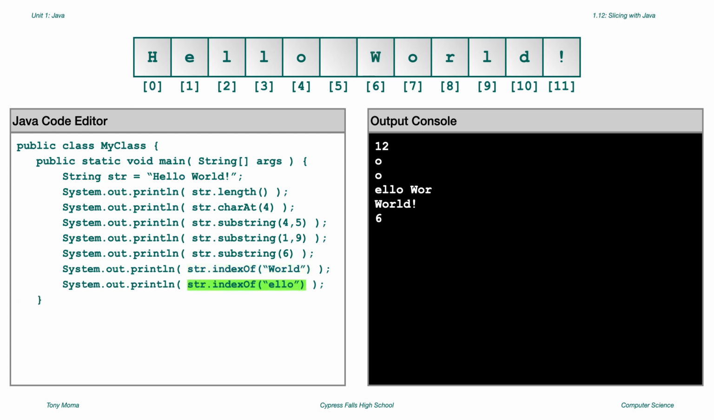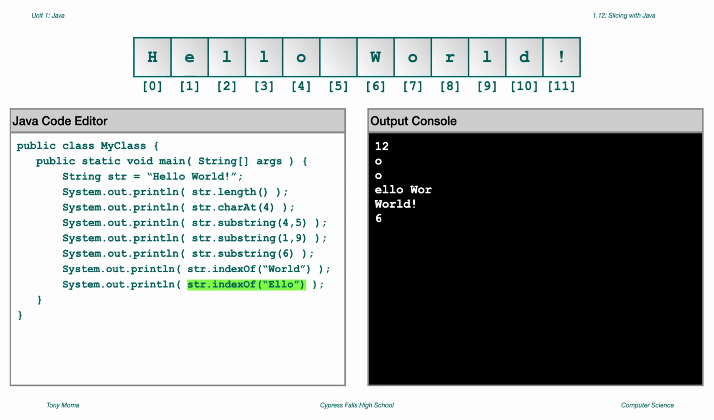Now look at this example. Here, we're looking for the character sequence "ello" within str, where all characters are lowercase. Turns out, this character sequence exists within the string as well, and it starts at index 1. Thus, 1 gets returned and printed out to the screen.